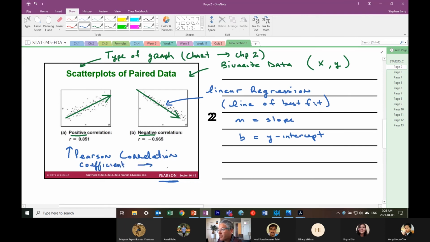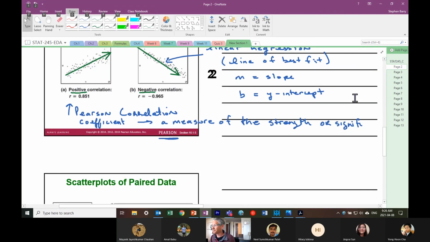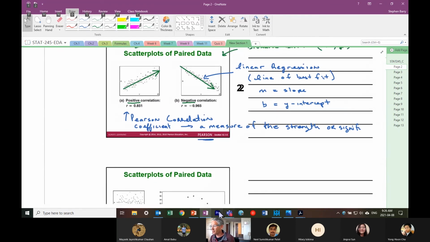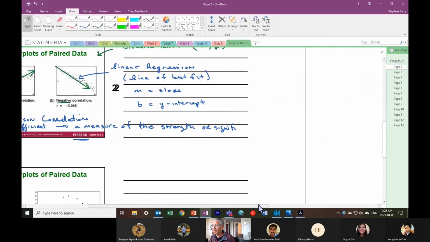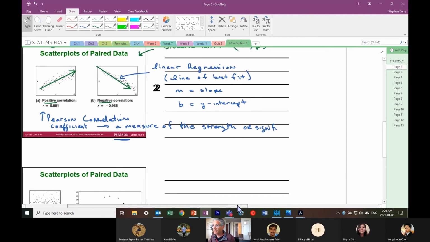And it is a measure of the strength of the relationship, or significance, let's say, since we use that word a lot in statistics. It's a measure of the strength or the significance between the two variables.